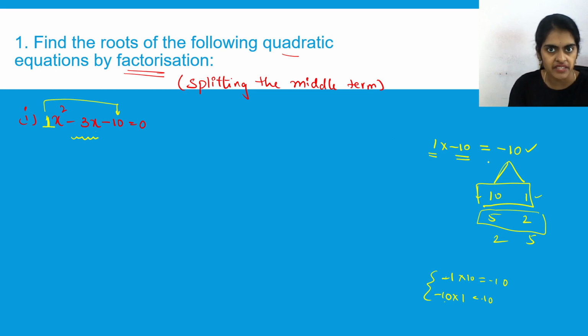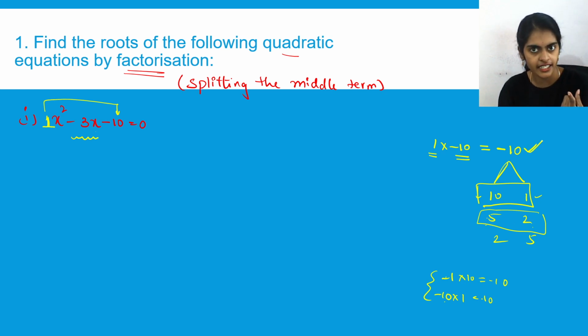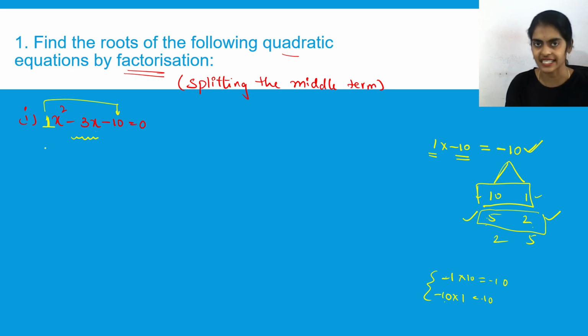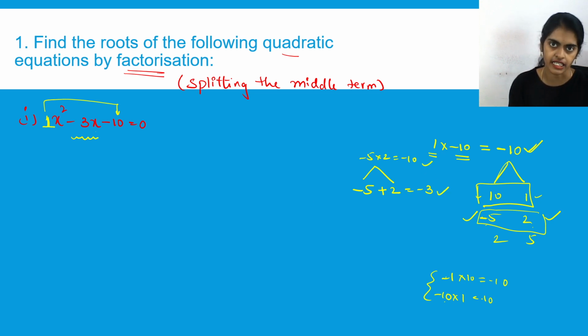Here we have already discussed that you need one negative number out of these two because your product is negative. So either 5 should be negative or 2 should be negative. But here your middle term is negative. So whenever your middle term is negative, understand this point, you will apply a negative sign for the bigger number. Out of 2 and 5, 5 is bigger, so I am applying minus sign to 5. So minus 5 plus 2. Adding these two, I will get minus 3. And minus 5 into 2, I will get minus 10. So both the conditions are satisfying. So you can take this combination minus 5 and 2.